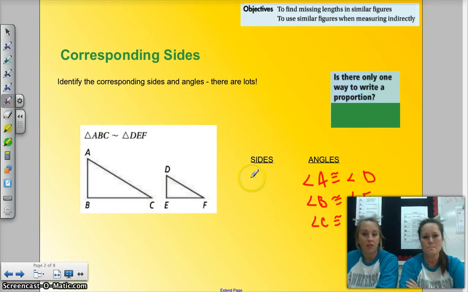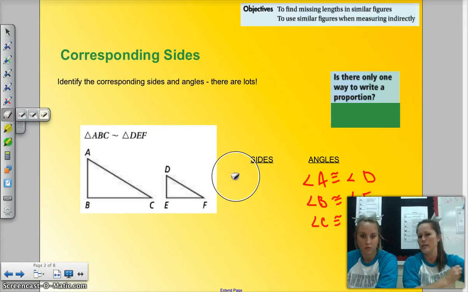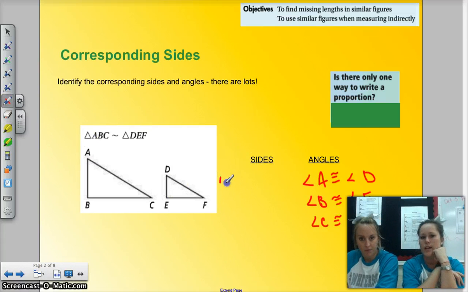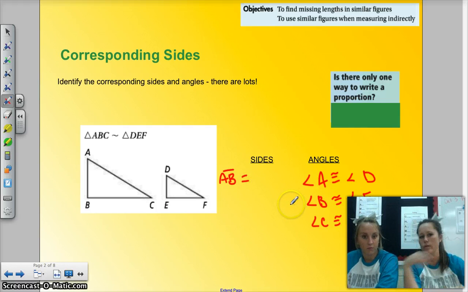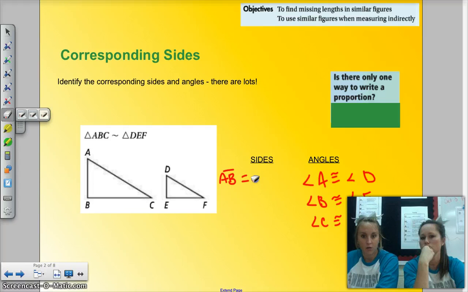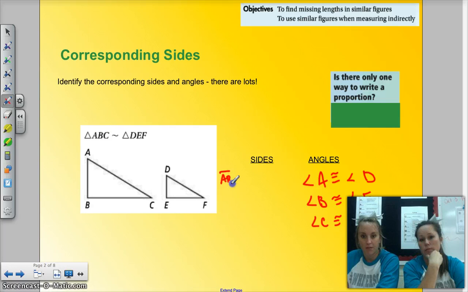Okay, and then we have sides. If I have side AB, to write that, you have AB and a line over that. That is corresponding to what side? We can't say congruent. You just do one squiggle, corresponding. Line AB is corresponding to DE. You have to go in that same order.